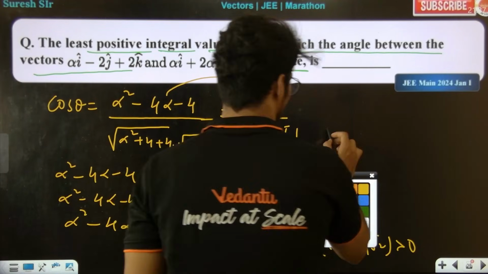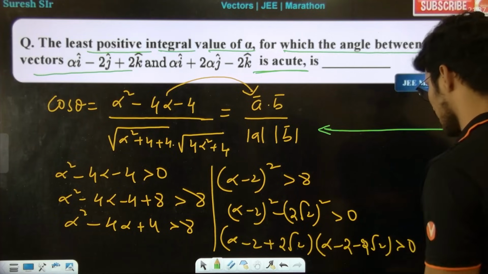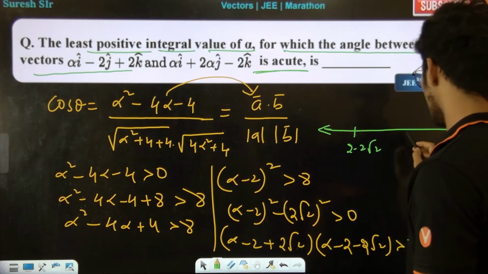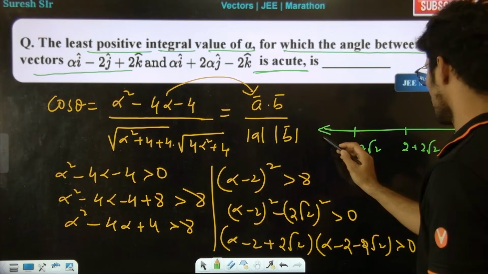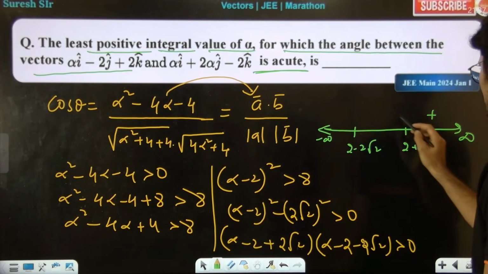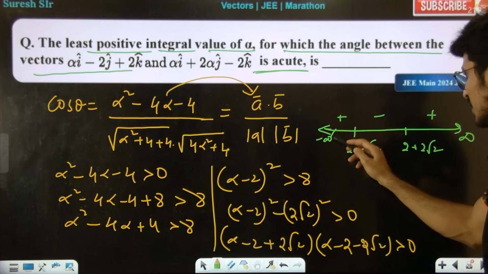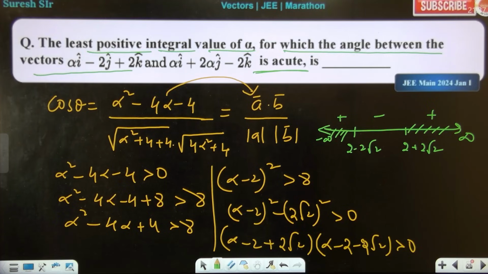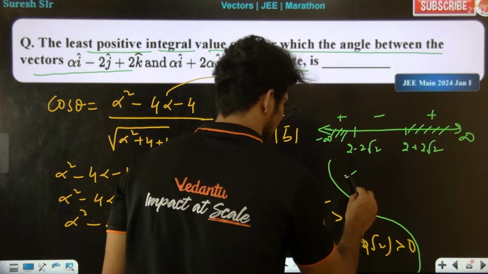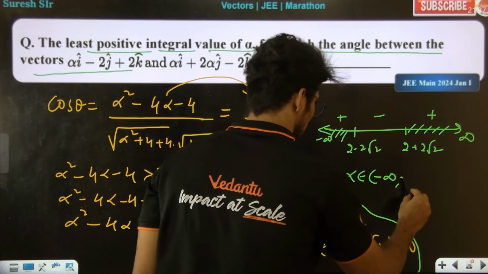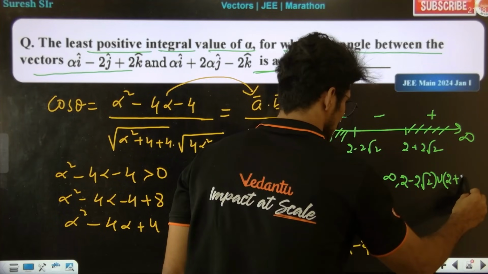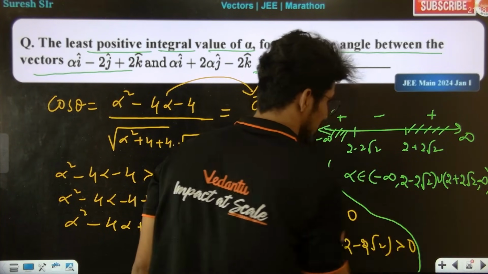Now I am going to apply the wavy curve method. What are the roots? 2 minus 2 root 2 and 2 plus 2 root 2. This is minus infinity, of course, to plus infinity, with signs plus, minus, plus. I need the positive region for alpha values. So what region do I want now? Alpha belongs to minus infinity to 2 minus 2 root 2 union 2 plus 2 root 2 to infinity. Yes or no?